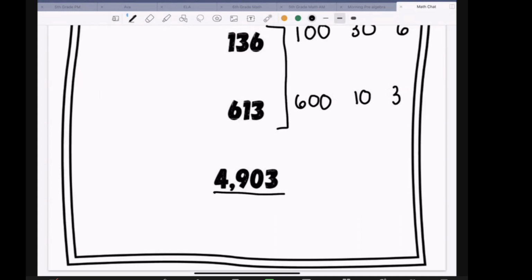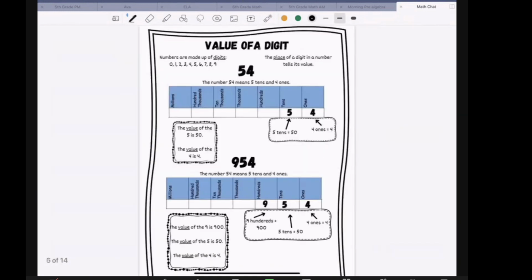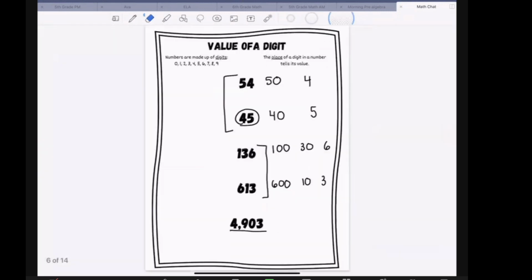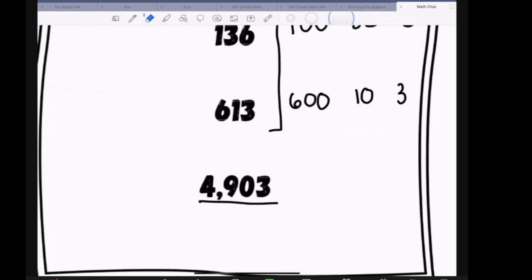Our 4 is in that next place value, and I'm going to go back over here. The next place value over from 100 is thousands. So if I were to put a 4 in the thousands place, what would that be worth? That would be worth 4,000. The 9 would be worth 900. The 0 would be worth nothing. It doesn't have any value. It's what we call a placeholder. And then the 3 is worth 3.